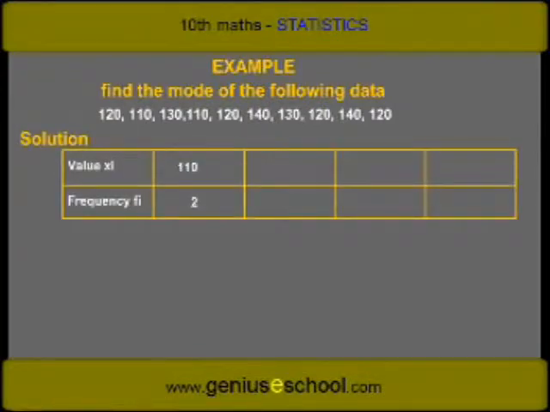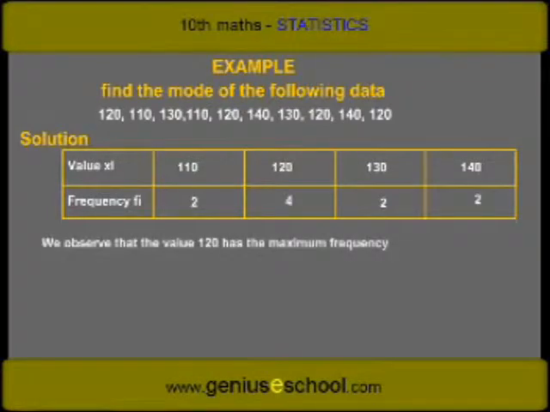Solution. Values of xi are 110, 120, 130 and 140. Frequencies fi are 2, 4, 2, 2. We observe that the value 120 has the maximum frequency. Hence, the mode or modal value is 120.